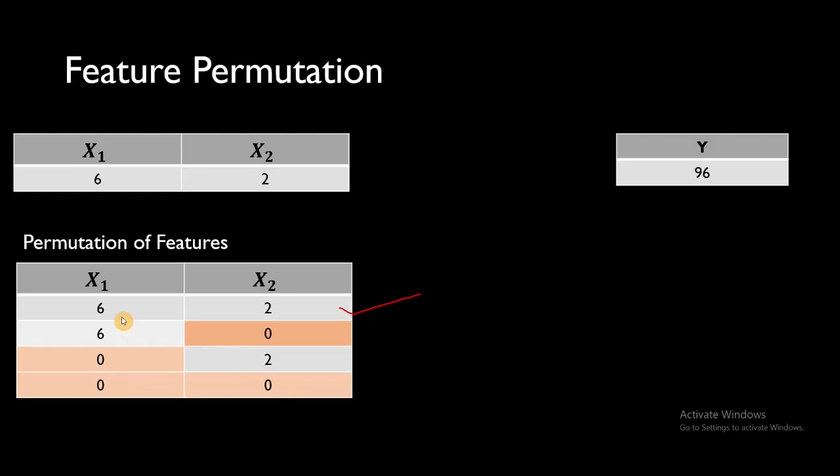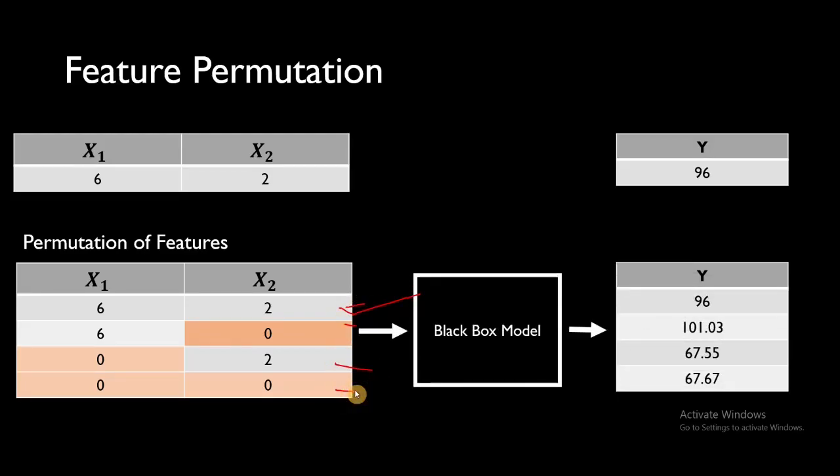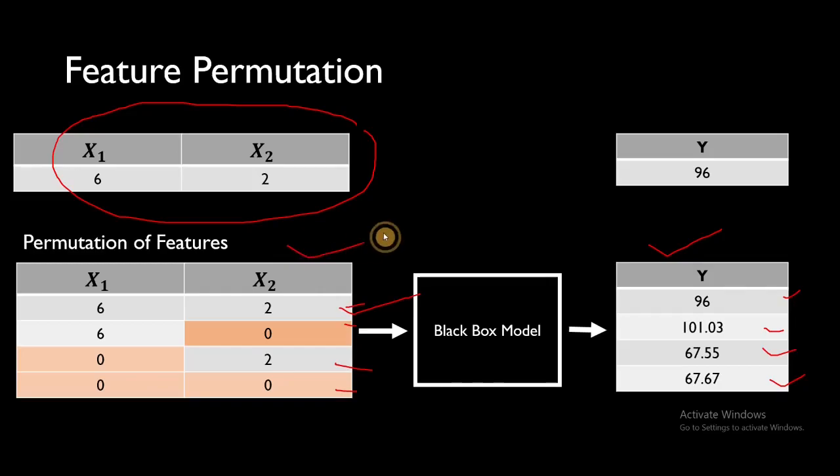After this permutation of features, I'll put each of these samples into the neural network, and I get the corresponding output value. And then, in order to calculate the Shapley value for this sample, I'm going to use this table, this one and this one. So let's see how we can calculate the Shapley value in the next step.